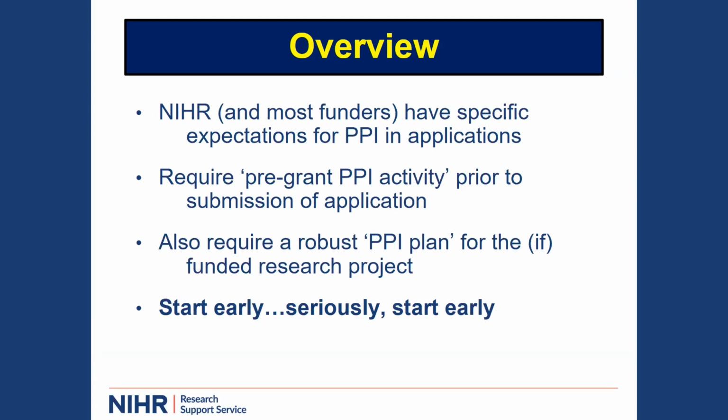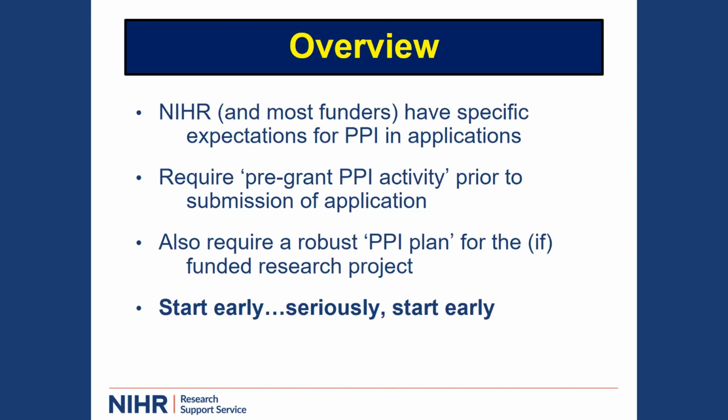Overall, there are two main requirements for PPI for applications. The first is what's known as pre-grant PPI activity. So prior to the submission of your application, you're expected to connect with members of the public or patients, PPI contributors, who would discuss your application, your research methods, what you're planning prior to submission of the application itself. You also require a robust PPI plan for if and when the research is funded. The PPI plan is really what you're expecting the PPI to do during the research, when they're supposed to be doing it, and indeed why you've involved PPI at these particular stages. I'll come on further to how to do this a little later.